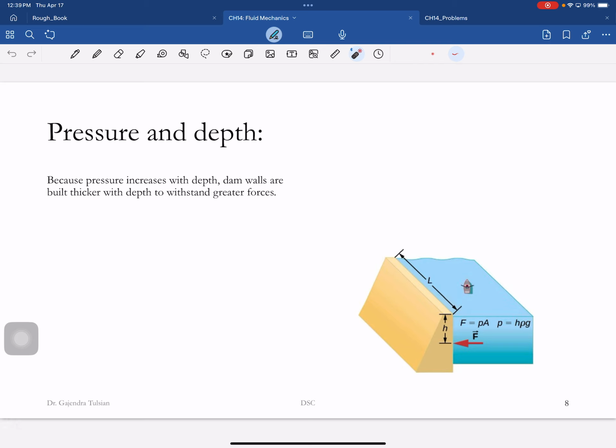Here's a manifestation of that. Because the pressure increases as you go deeper, the force exerted by this fluid is pressure times area. So for a given area, as the pressure is increasing, the force is increasing. And that's why with dams, as you go deeper and deeper, the walls have to be thicker and thicker.